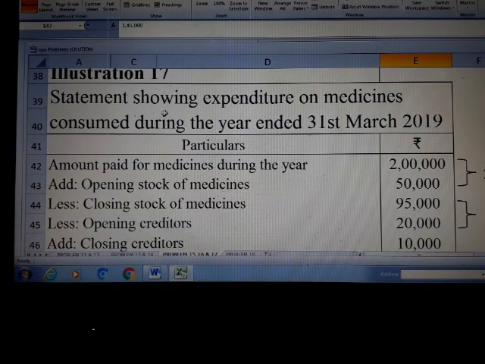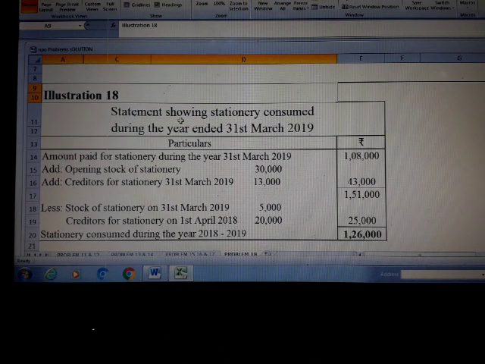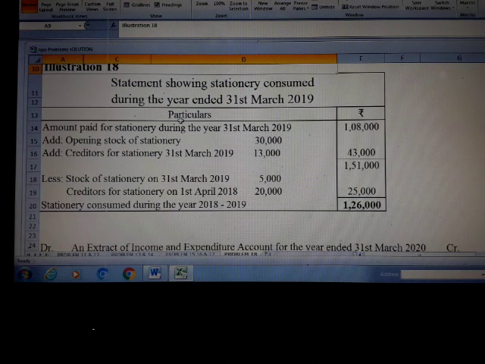Just look at the table. In the table it is very clear, right? There is a statement showing stationery consumed. You have to write the heading properly. We are going to prepare a statement showing the stationery consumed during the year ended 31st of March 2019, with particulars and values.